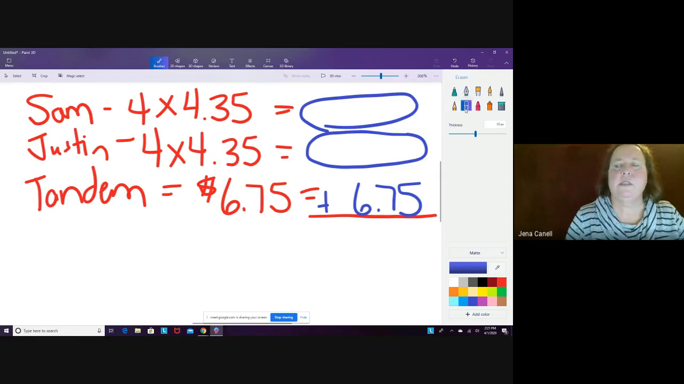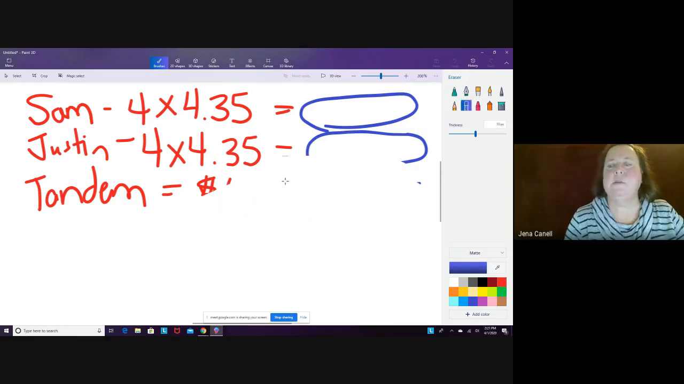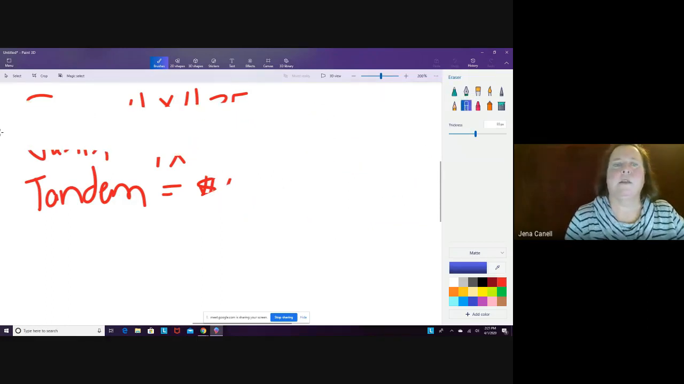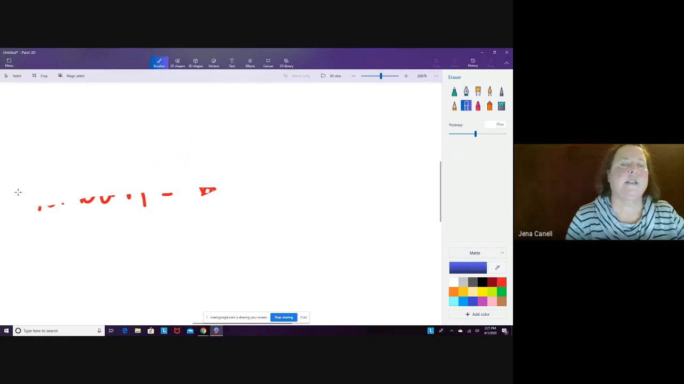Hopefully this is helping you to see how to solve these word problems. It is very important to start understanding how to take them apart.